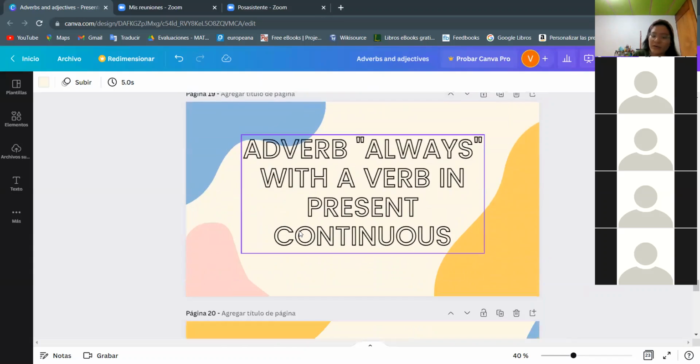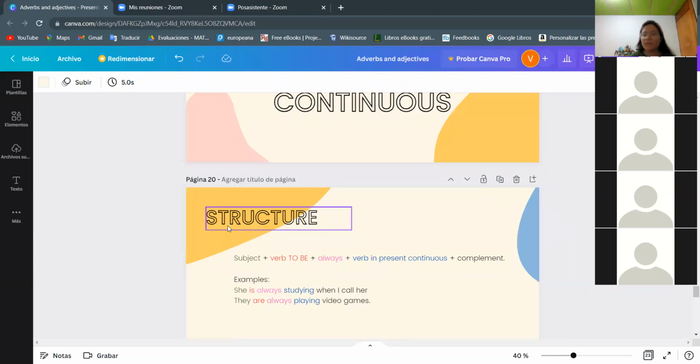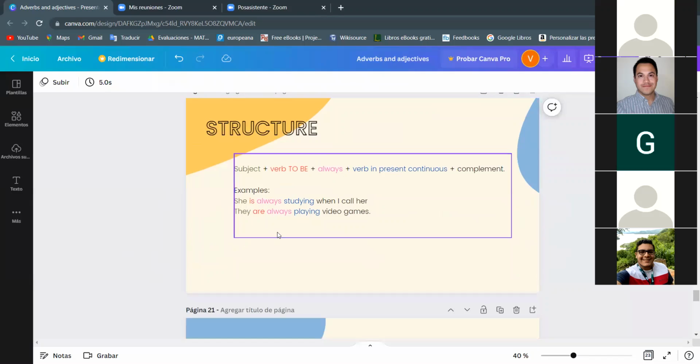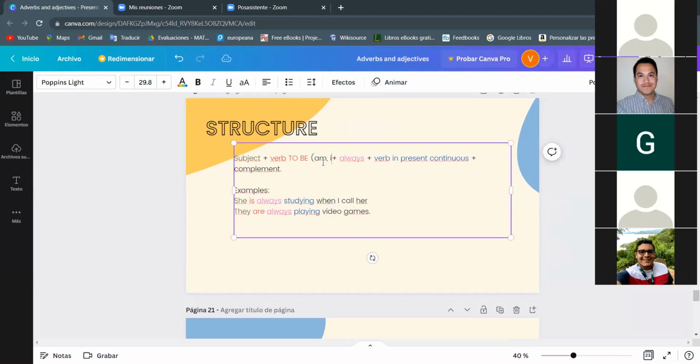Okay, so let's start with the structure. Let's see, Gustavo, can you help me reading, please? Sure. Subject plus verb to be plus always plus verb in present continuous plus complement. Example, she's always studying when I call her. They are always playing video games. Thank you. All right, so yes, verb to be, am, is, are, and then always, and then the verb.